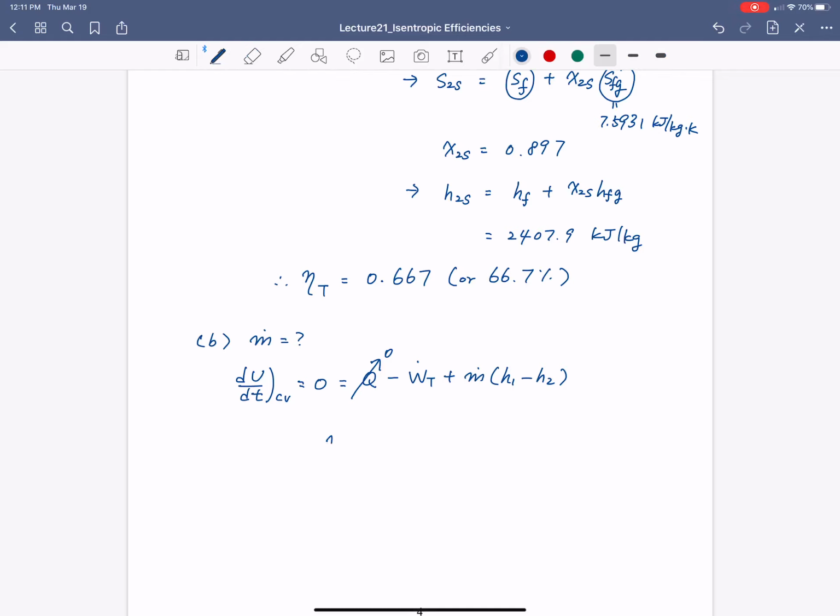So what you do know is the turbine m dot can be calculated by the power of the turbine divided by h1 minus h2. That is given, the power of the turbine is given as 2 megawatt. Okay, and we know h1 and h2, so we can calculate the mass flow rate that flows through this turbine using those numbers. That is 3.64 kilogram per second.